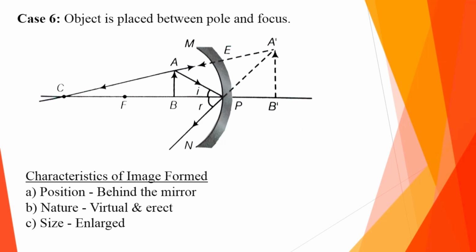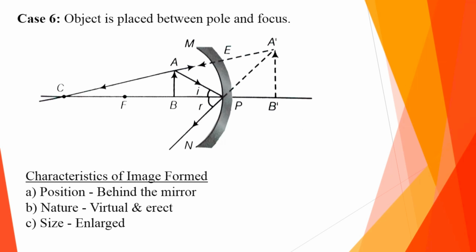You can observe that in all these 6 cases, in the first 5 cases the images are real and inverted, and in the last case it is virtual and erect. Erect means a straight image, virtual means we cannot capture it on the screen. The size is enlarged. So these are the 6 rules.